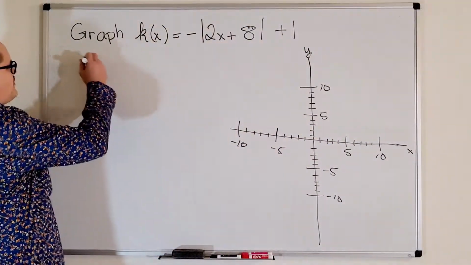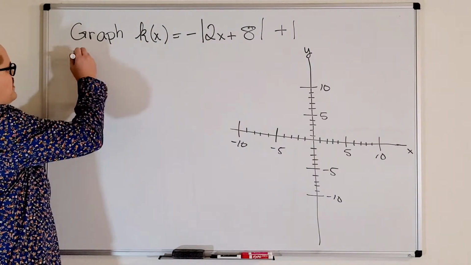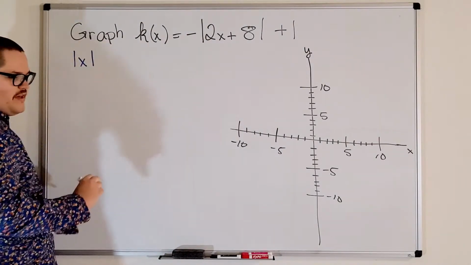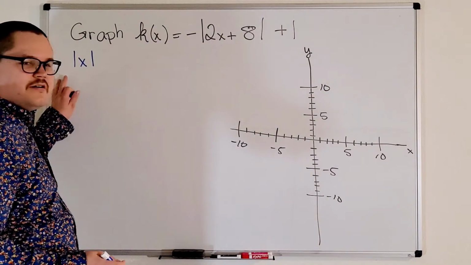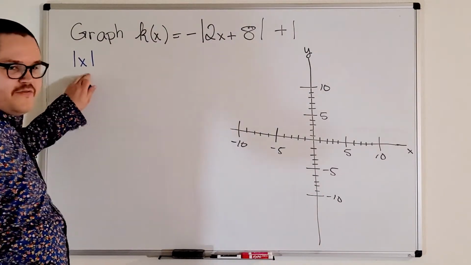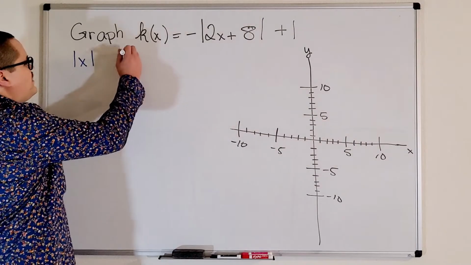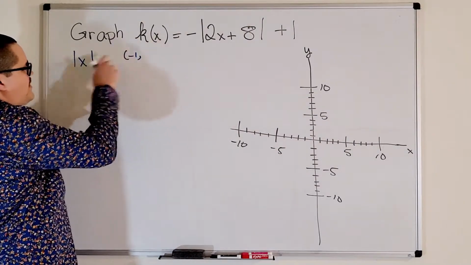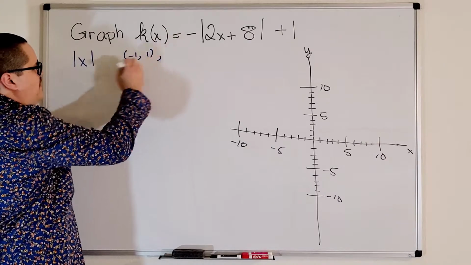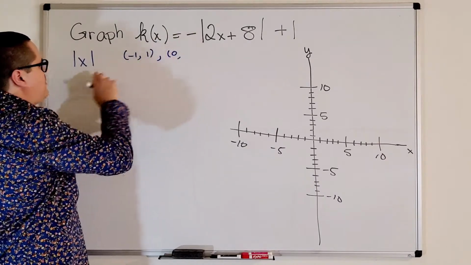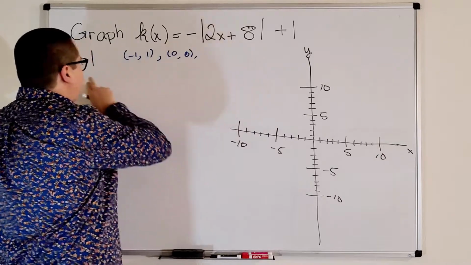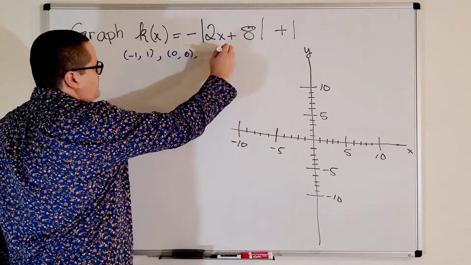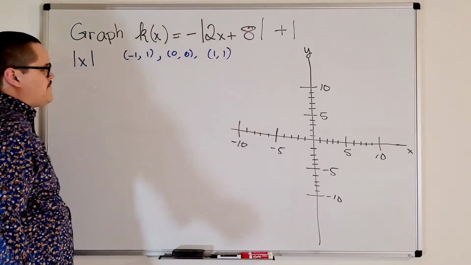So I'm going to think of just the parent function, absolute value of x, and what are some points that we know on this curve? Well, if I plug in -1, I get the absolute value is 1. If I plug in 0, the absolute value of 0 is 0. And if I plug in +1, I get the absolute value is 1.